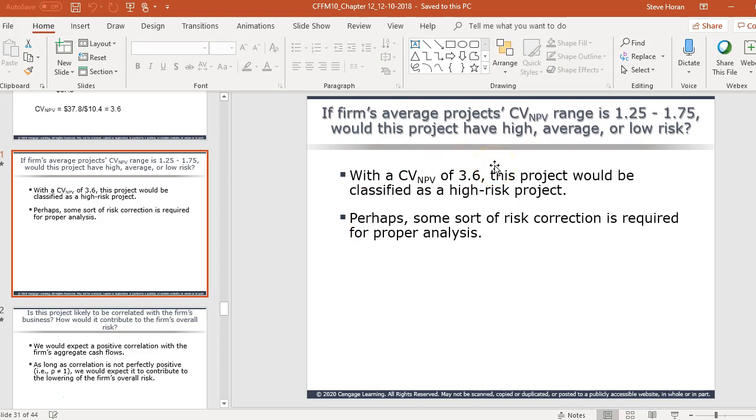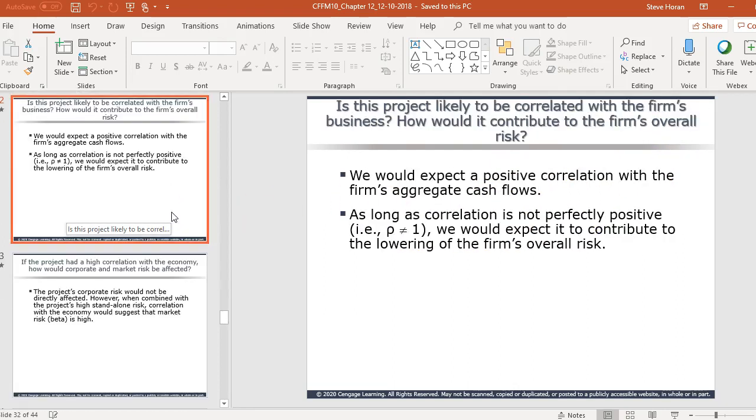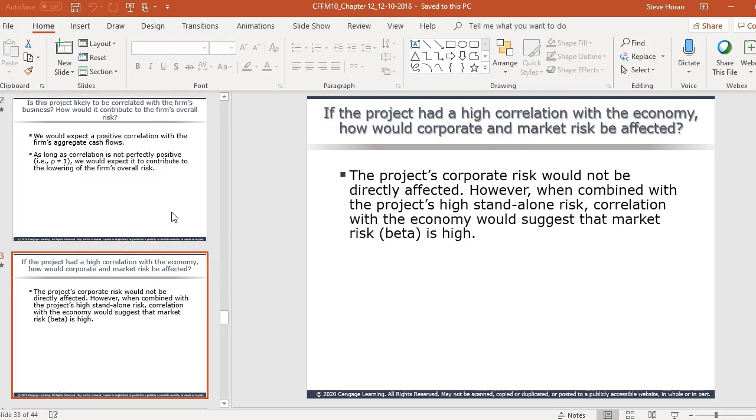Remember that when you look at a stock, 1 is the beta of the market. So anything above 1 is riskier. It says for this particular company, most NPVs have a coefficient of variation of 1.25 to 1.75. This project is more than double that. So because it's such a high-risk project, management would have to decide, is this worth doing? That's part of the analysis management will have to go through. That's what they're telling us right there.